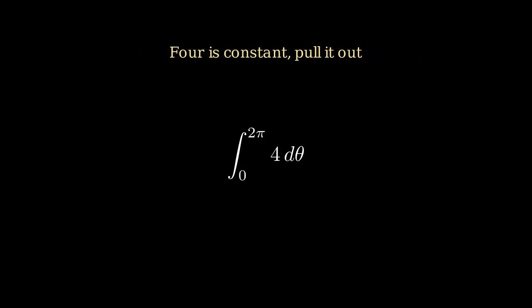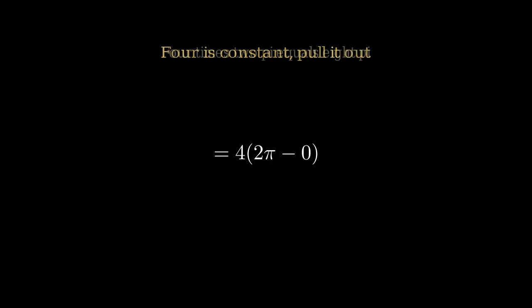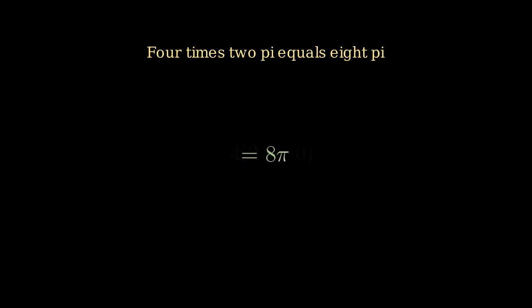Now we evaluate the outer integral, the one with respect to theta. This becomes integral from 0 to 2 pi of 4 d theta. Since 4 is a constant, this equals 4, multiplied by the quantity 2 pi minus 0. That gives us 4 times 2 pi, which equals 8 pi. So the final answer to our worked example is 8 pi.